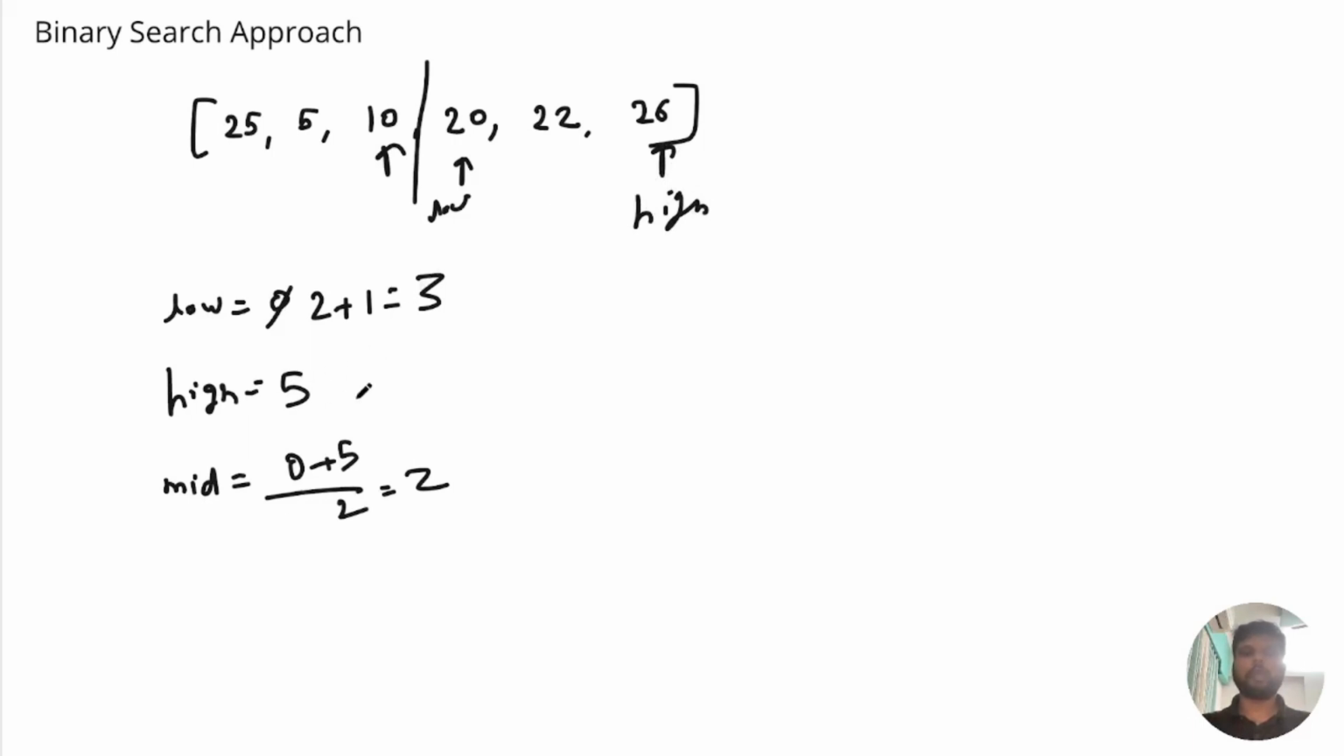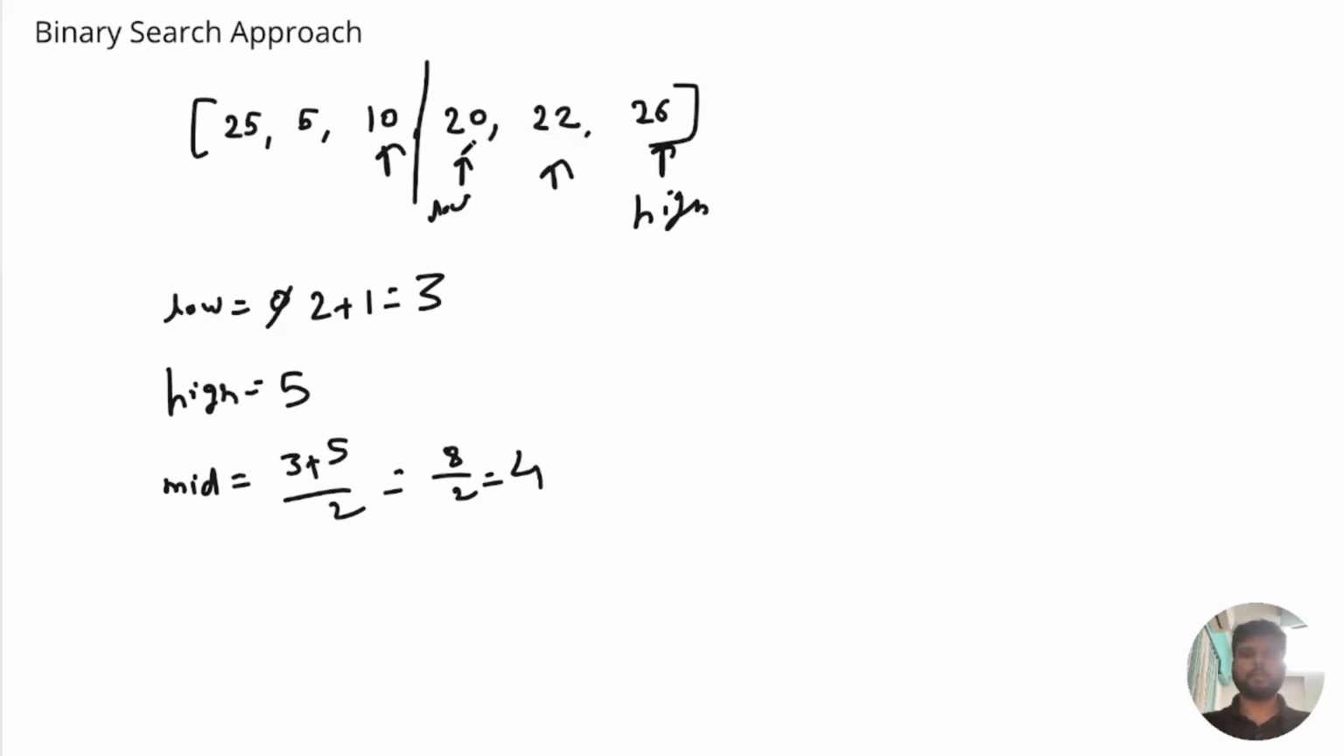And now again we will calculate the mid. So let me just do that. So our mid becomes 3 plus 5 divided by 2, which gives us 8 divided by 2, which is equal to 4. Okay, so our mid is now here. Then we will compare this mid with its previous element 20.